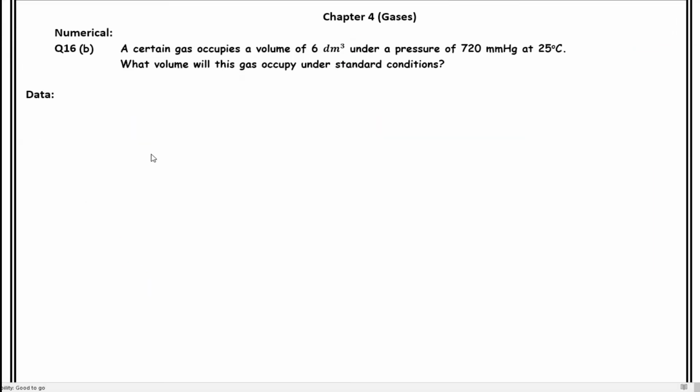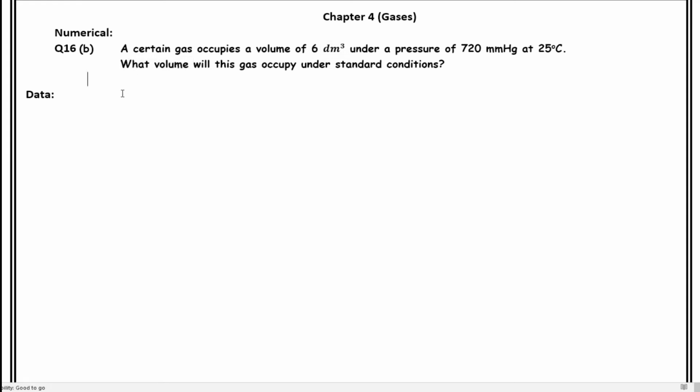Now we solve the second part, B, of question 16. The question is: a certain gas occupies a volume of 6 dm cube under a pressure of 720 millimeter of mercury at 25 degrees centigrade. What volume will this gas occupy under standard conditions? In this question, we are given two volumes. One volume is 6 dm cube and the second volume we have to find.